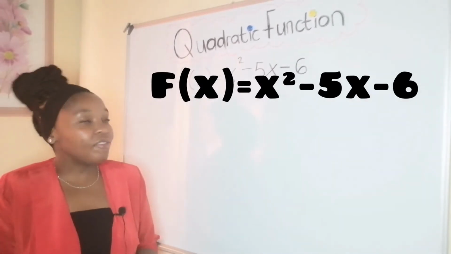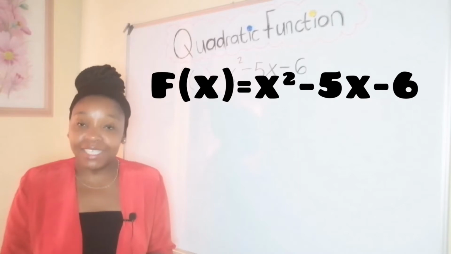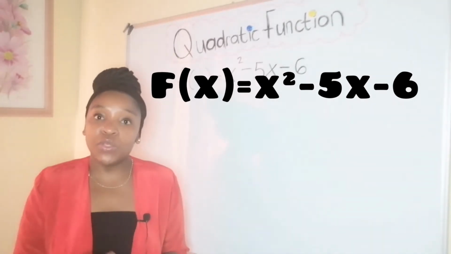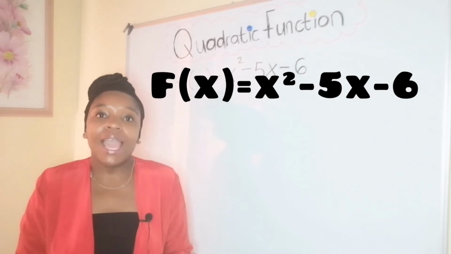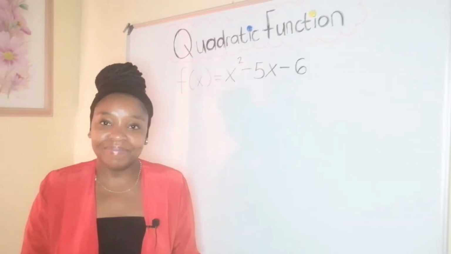You are given the quadratic function x squared minus 5x minus 6, and you are required to sketch it, right? I'm going to take you through the steps that you need to follow that will help you draw this quadratic function.